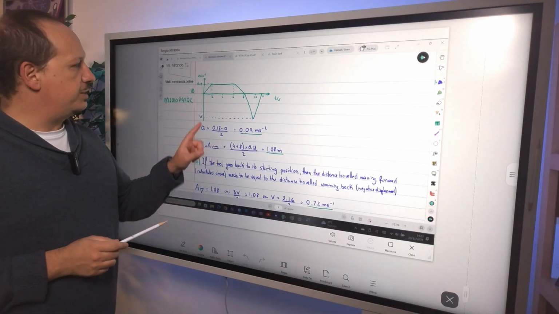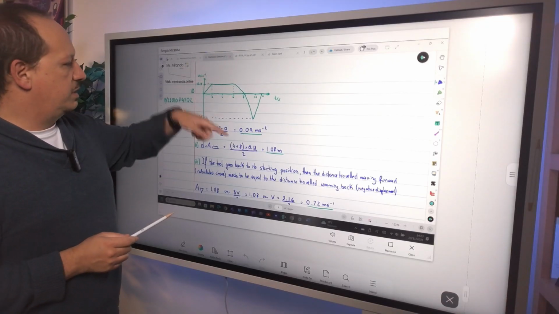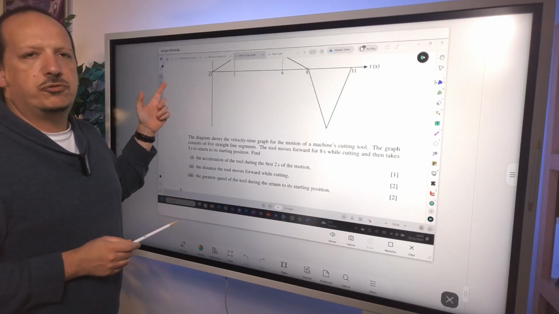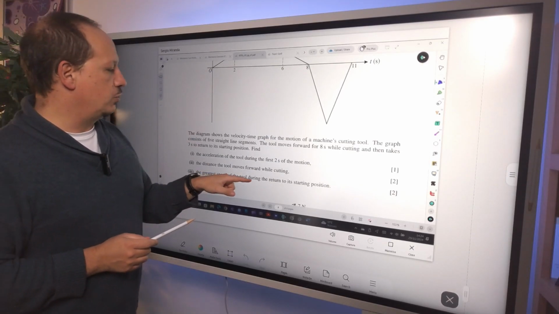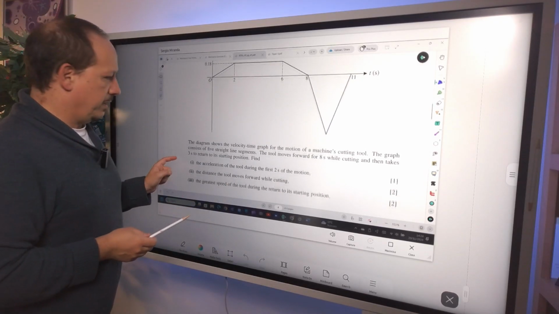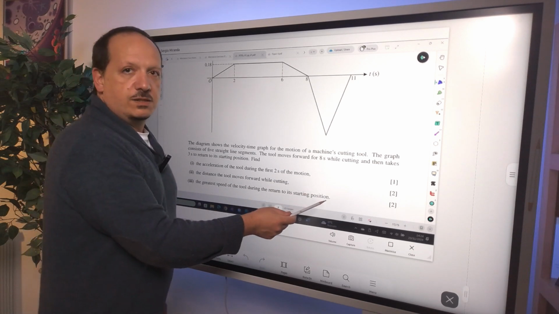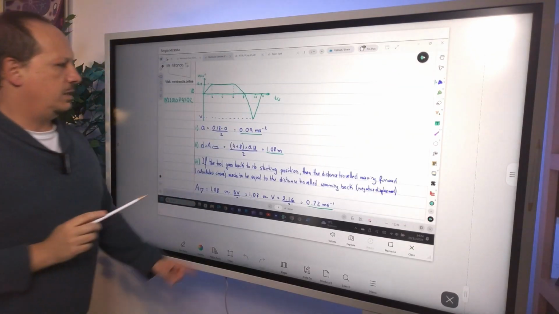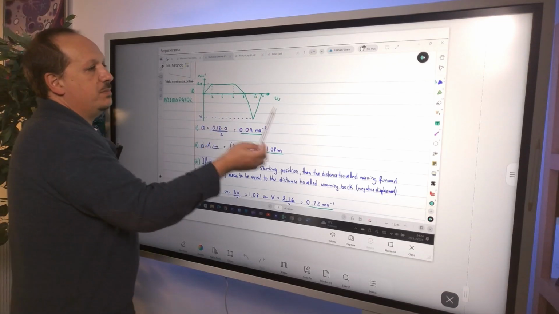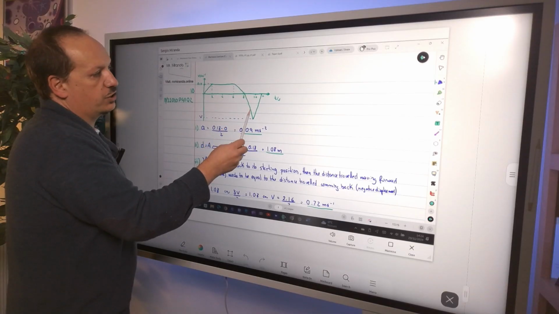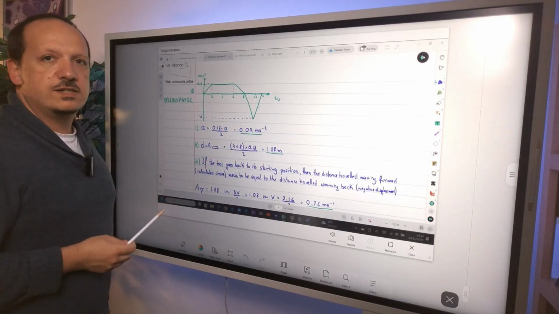Look, you have here 2 questions in which it's a one-step answer, and you have a total of, basically, 3 points. Then the greatest speed of the tool during the return to its starting position. The key information on this one is that it returns to its original position. So whatever distance it traveled over here, which you already know as being 1.08 meters, is the same that the tool is going to travel as it goes back. So you know that the area of this triangle is also 1.08 meters.